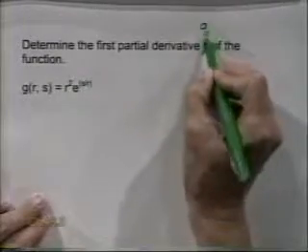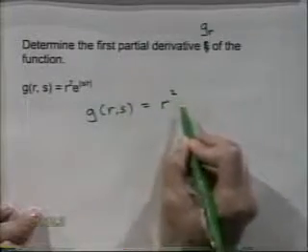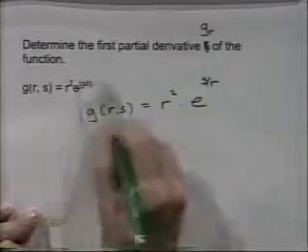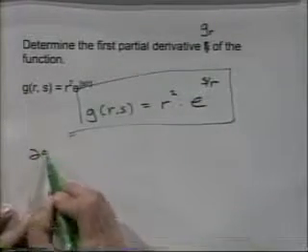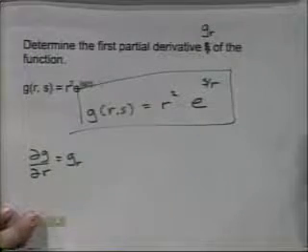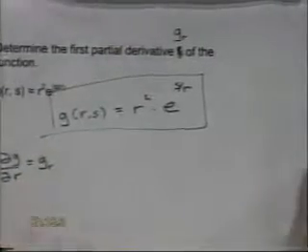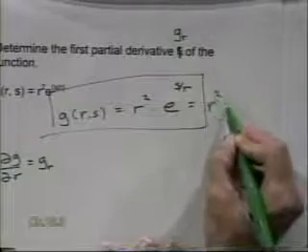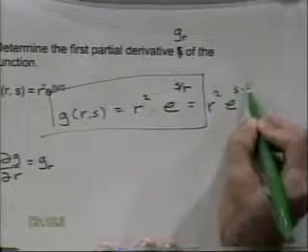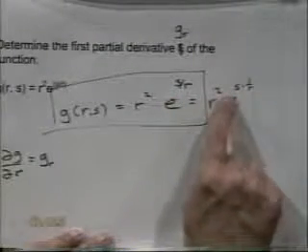Okay, next one I want to look at is, oh, again, major typo here. It says determine the first partial of f with respect to r. No, no, no. It should be g with respect to r of the function. And we have g of rs is equal to r squared times e to the s over r. That's my function. Now, since we're taking the partial of g with respect to r, which you also can write as g sub r, we are considering the s to be a constant. So it might be helpful to write this function as r squared e to the s times 1 over r.